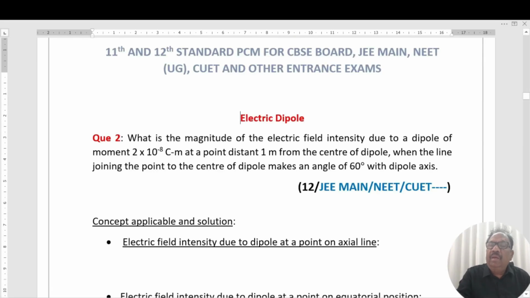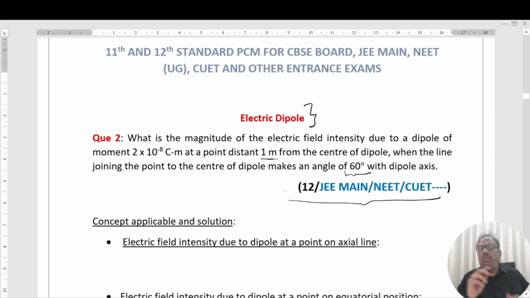Now, the topic is electric dipole. The question is: what is the magnitude of electric field intensity due to a dipole of moment 2 into 10 to the minus 8 coulomb meter at a point distance 1 meter from the center of the dipole, when the line joining the point to the center of the dipole makes an angle of 60 degrees with the dipole axis? This question is applicable for 12th standard, JEE Main, NEET, CUET, and other entrance examinations.